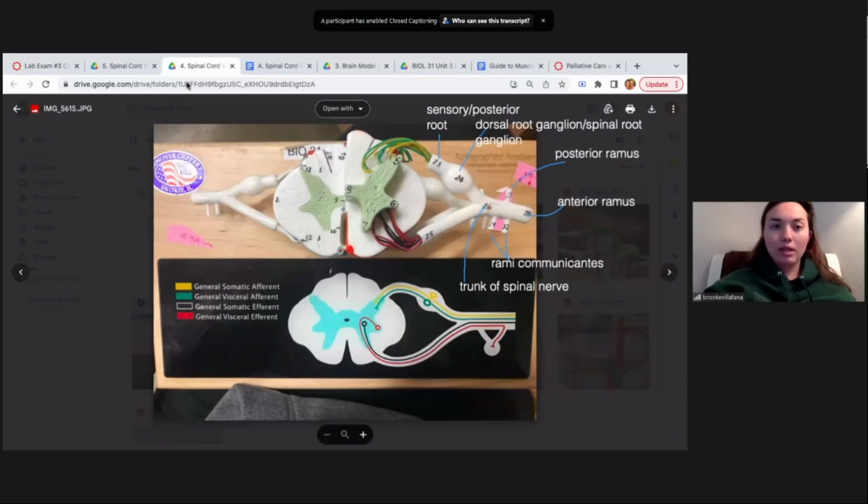These are the rootlets, sensory or posterior rootlets. I'm just going to label them as rootlets. I don't think we need to do the full name. So I'm going to put rootlets. Again, those would be sensory or posterior rootlets. Out the front, same thing. This is the anterior root, anterior or motor root. And then we have the rootlets as well.